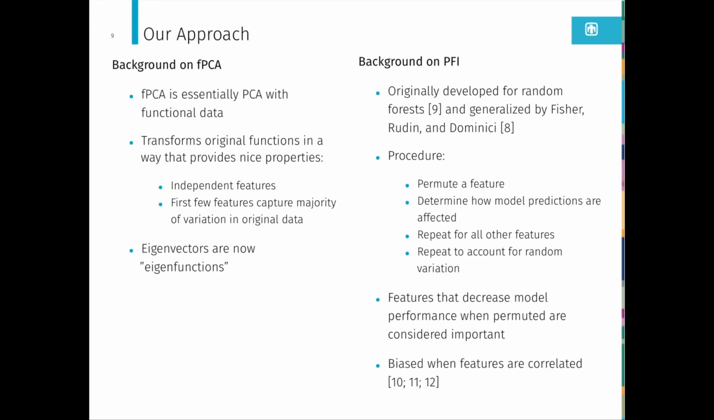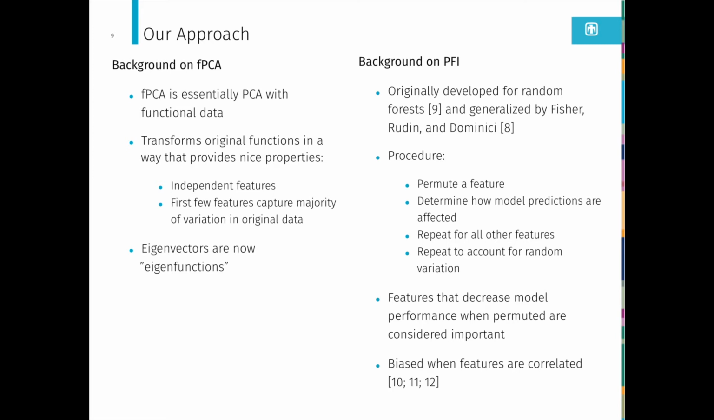Before I get into the procedure of our approach, let me provide some background on fPCA and PFI for those of you who are not familiar with these techniques. fPCA can essentially be thought of as PCA with functional data. It possesses the same features as regular PCA in the sense that the principal components will be independent, and the first few principal components will explain the majority of the variation in the data. However, the eigenvectors are referred to as eigenfunctions, because now that there is a natural ordering to the variables from the functions, the principal component loadings have an ordering and can be thought of as a function with the same domain as the observed data functions.